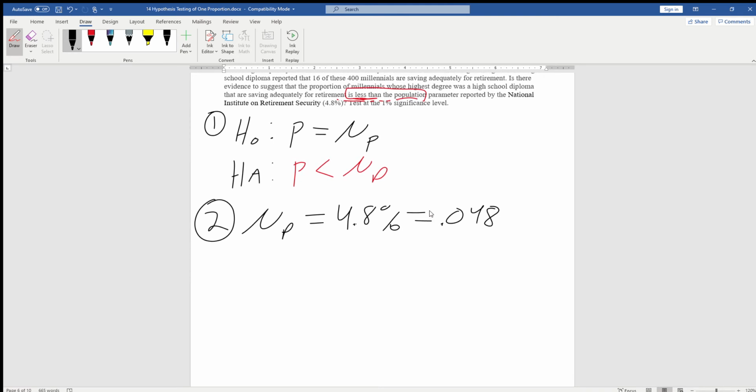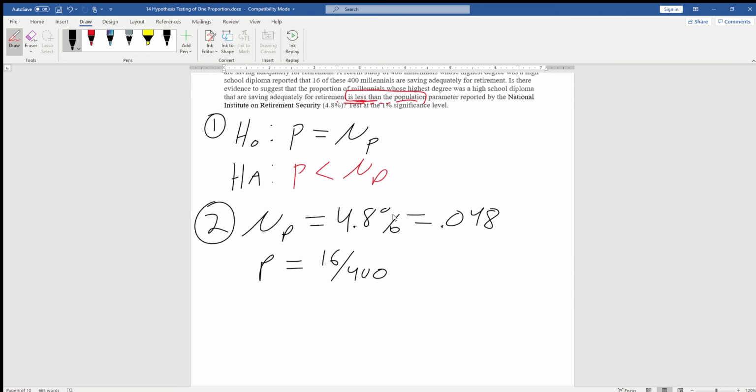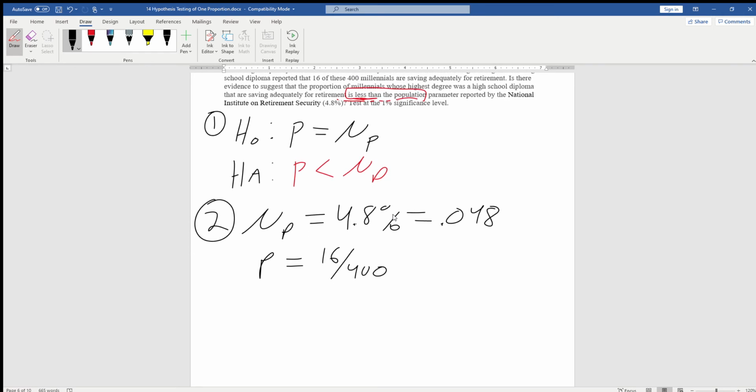Now, p is going to be the sample proportion. In this case, there are 16 out of 400 people with a high school diploma that are millennials that are saving adequately for retirement. If we type that into our calculator, that's going to be 4%. Notice that there's a subtle disparity between 0.048 and 0.04. Is there enough of a difference in the context of 400 people? So 400 people is a lot, but is it enough to say that there's evidence to suggest that the proportion is actually less?